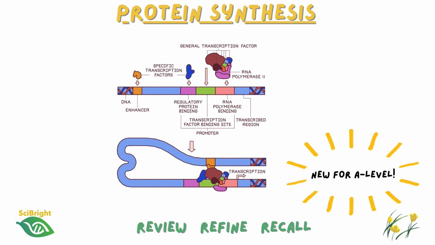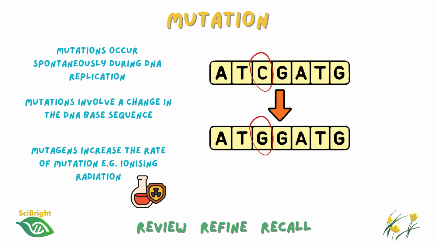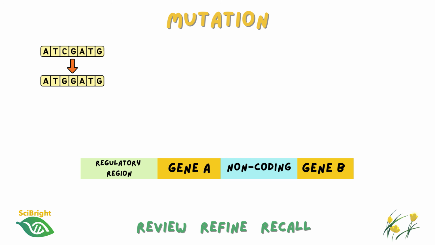Now that we've reminded ourselves how genes are used to produce proteins, let's think about what happens when the genetic information changes. A mutation is a random change in the DNA base sequence. You'll already know from GCSE that mutations can occur spontaneously during DNA replication, or they can be caused by environmental factors known as mutagens, such as ionizing radiation or certain chemicals.